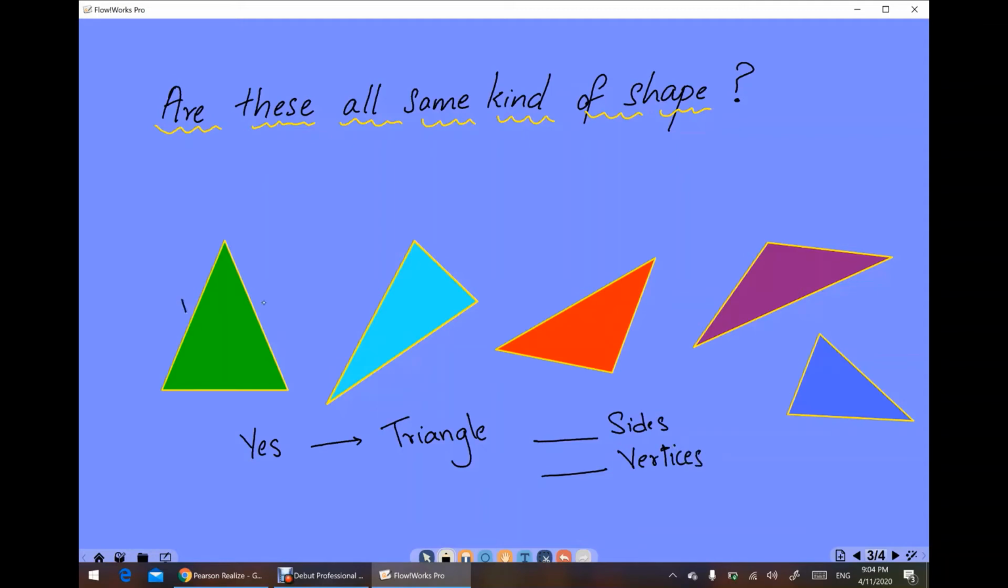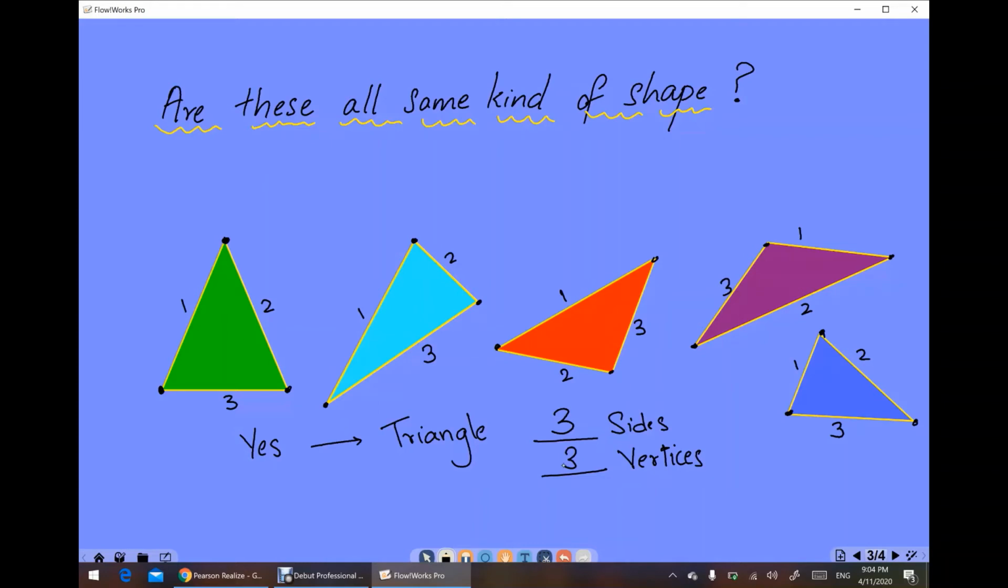Let's count. Look here. 1, 2, 3. 1, 2, 3. 1, 2, 3. 1, 2, 3. All these shapes have 3 sides. And they all have how many vertices? They all have 3 vertices, right? So, which shape has 3 sides and 3 vertices? A triangle, right? They are all the same shape. They have the same number of sides and the same number of vertices.